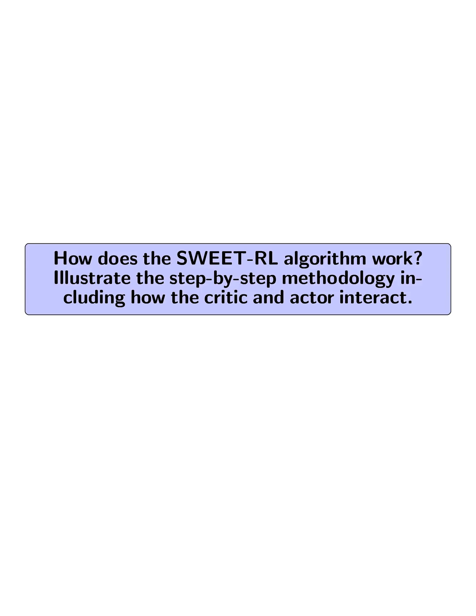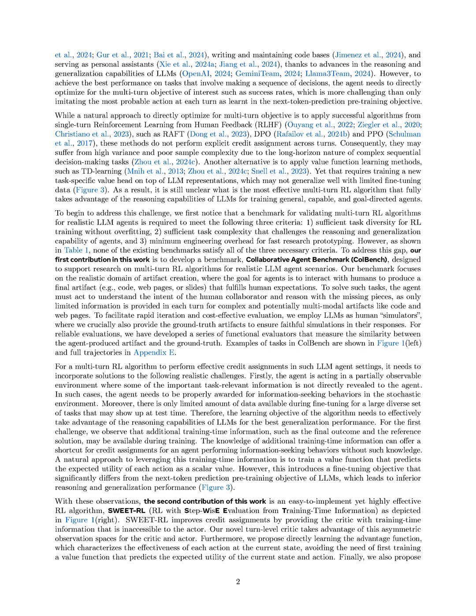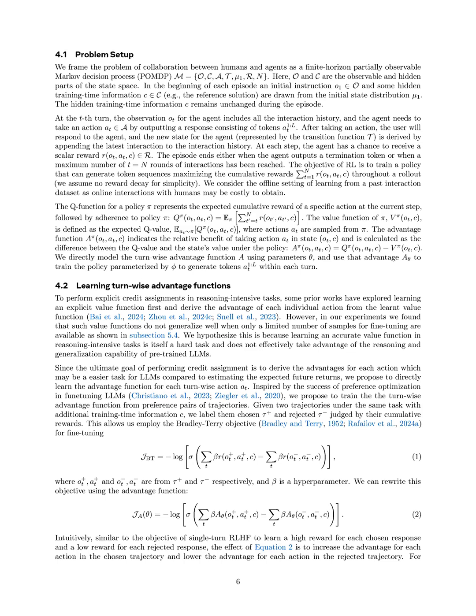How does the SuiteRL algorithm work? Illustrate the step-by-step methodology, including how the critic and actor interact. The SuiteRL algorithm operates through a two-stage training procedure designed to enhance credit assignment in multi-turn reinforcement learning tasks. Initially, a turn-wise critic is trained using additional training time information, such as reference solutions, which is not accessible to the actor. This asymmetric structure allows the critic to evaluate the effectiveness of actions based on the hidden information, while the actor only relies on the interaction history.